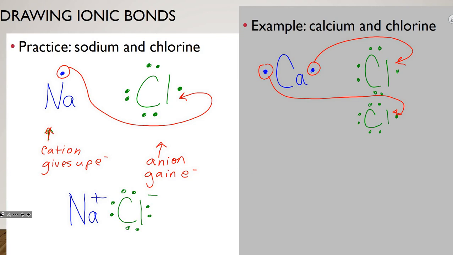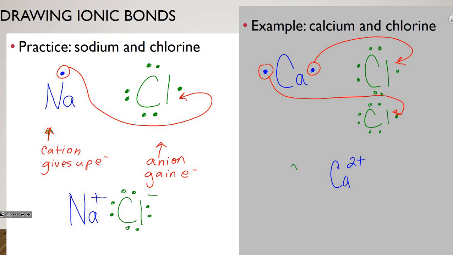So when I draw the formula for this, I'm going to take calcium and put it in the middle because one chlorine is going to have to be on one side and the other chlorine on the other side. Okay, so I'm going to put calcium in the middle, and since it gave off 2, it's going to become a 2 plus. Now I always say how many it gave off or took in first before the charge.